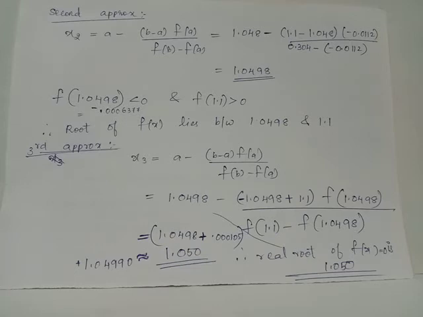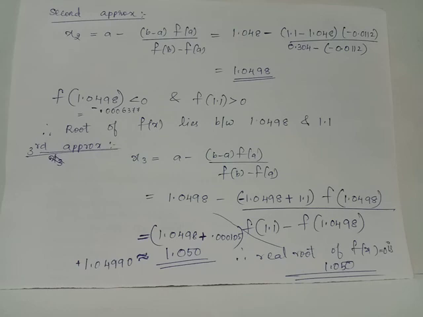Since f(1.1) and f(x2) take opposite signs, the interval is reduced to (1.0498, 1.1), inside which the root of f(x) = 0 will lie. In order to compute the third approximation, we will take a = 1.0498 and b = 1.1. We have x3 = a − (b − a) times f(a) upon f(b) − f(a), where a = 1.0498, b = 1.1, f(a) = f(1.0498) and f(b) = 0.304.